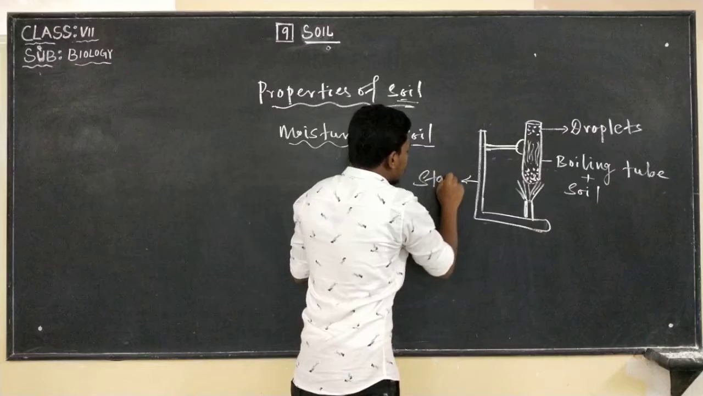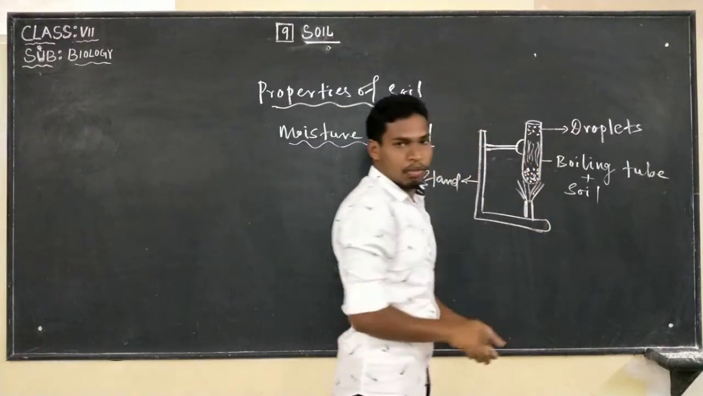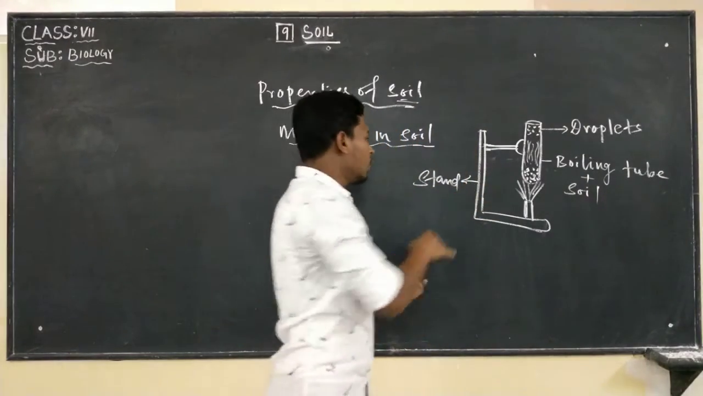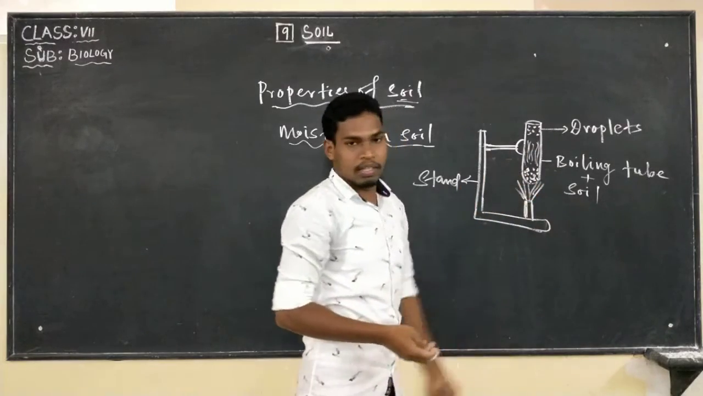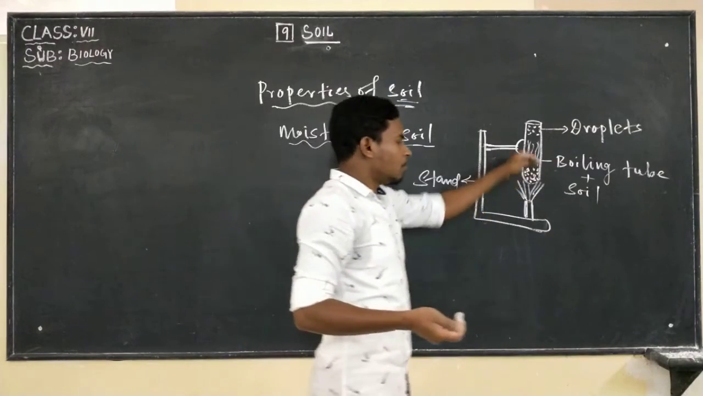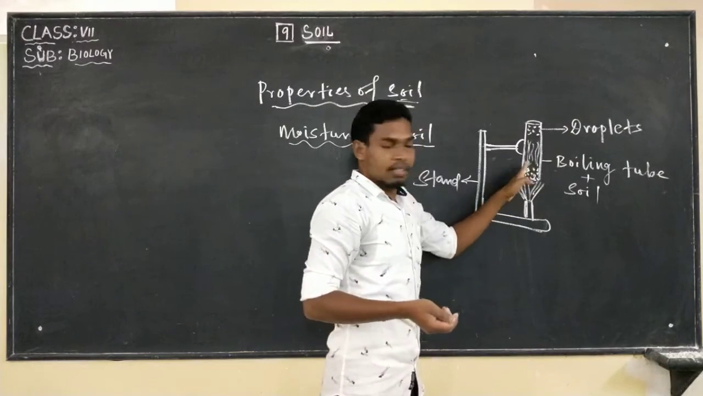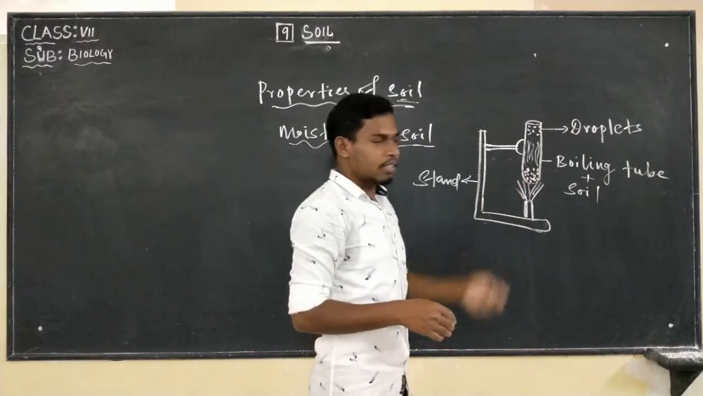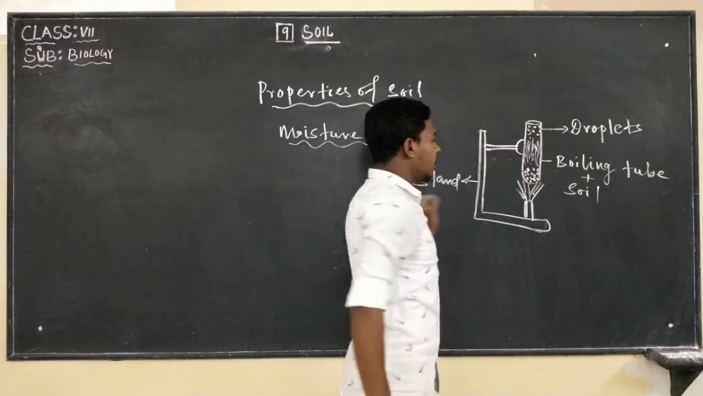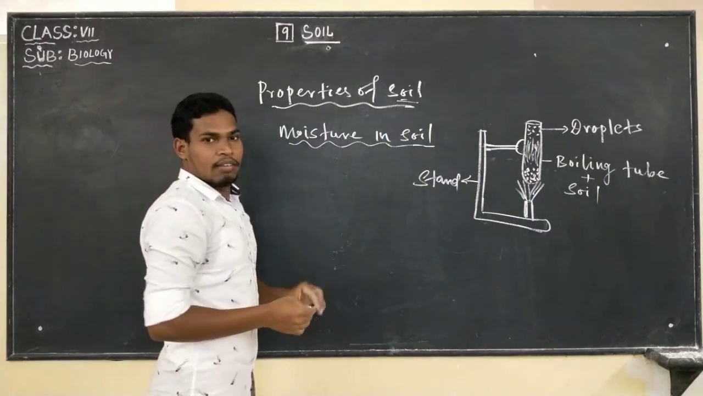So this is how the soil that was having moisture is going to give the moisture out, and it becomes dry. And when we take this soil out of this boiling tube and compare with the normal soil that we have not put into this boiling tube, we can find the difference. So soils contain moisture, and you can see here the moisture is getting evaporated by the heat applied. So this is how the soil will have moisture.